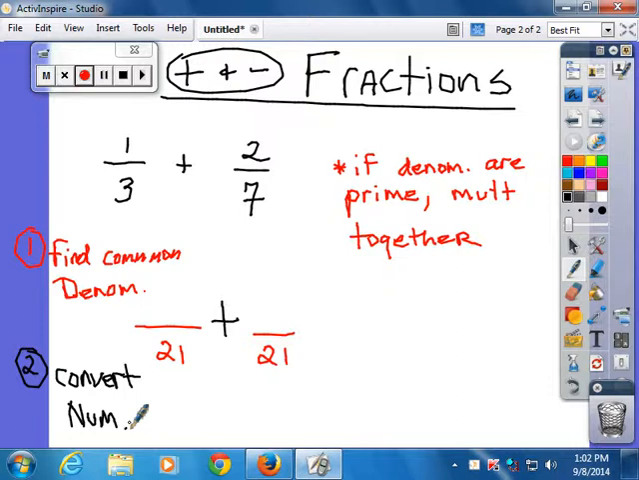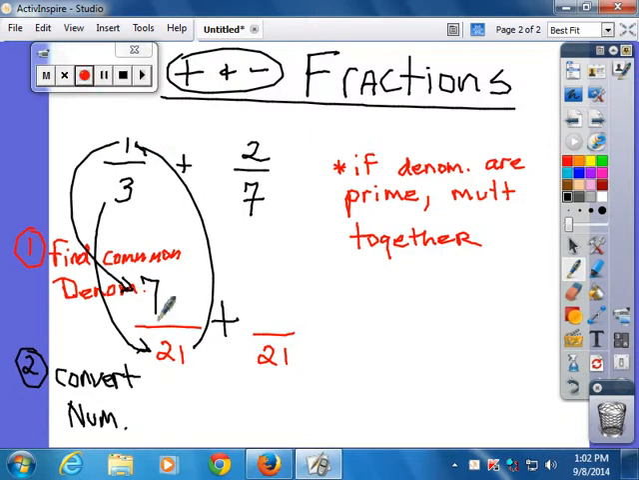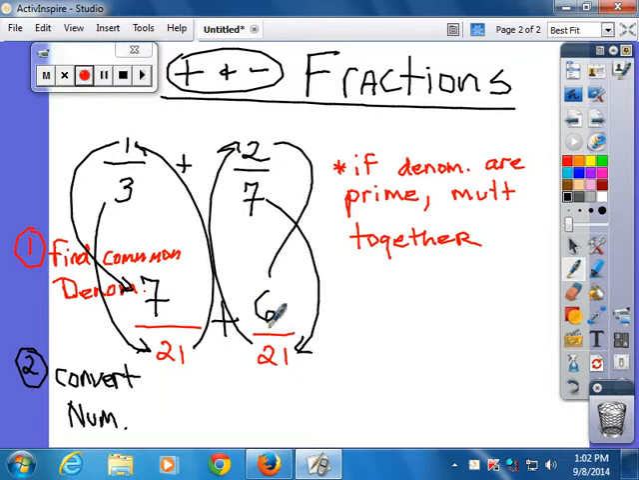No problem. 3 will go into 21 how many times? 7. 7 times 1 is 7. That's all there is to it. Some people use a big Z. I'll show you that in just a second. 7 will go into 21 how many times? 3 times 2 is? And then what? You got a common denominator. 6 plus 7 is 13 over 21.